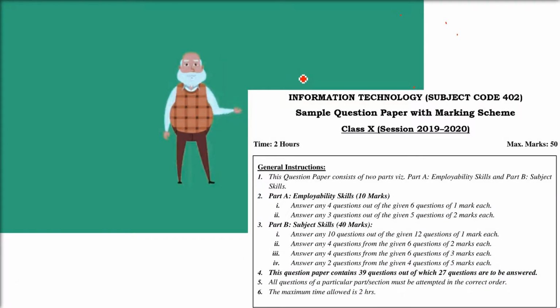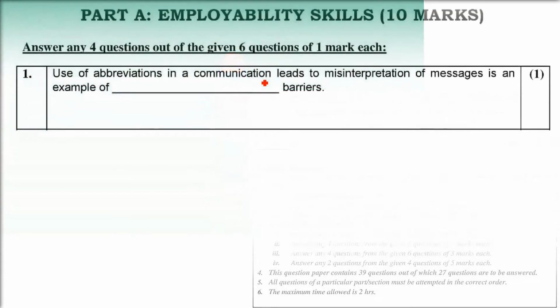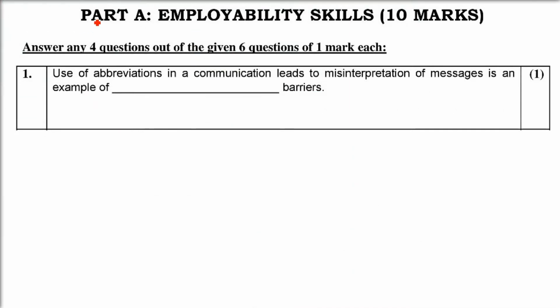Information technology. This is subject code 402. So the marking scheme sample question paper, we'll try to see the question, how they need to be answered, what is the marking scheme. Part A is employability skills. So there will be multiple choices in this sample question paper. We have 6 questions and 4 we have to answer, 1 mark each.